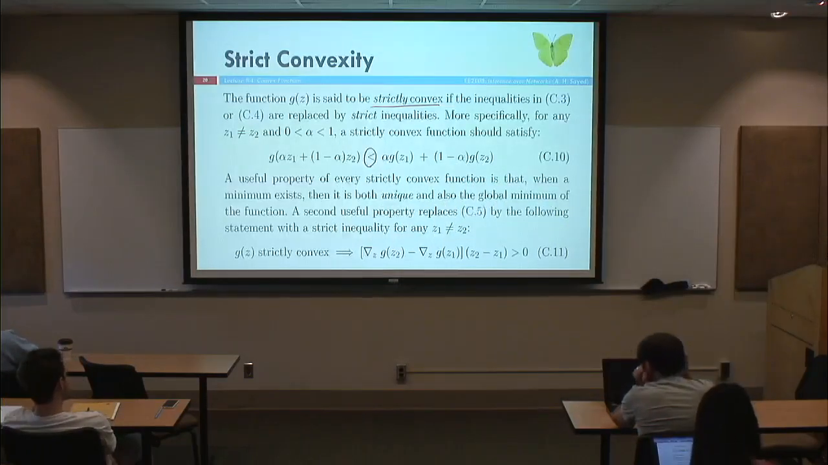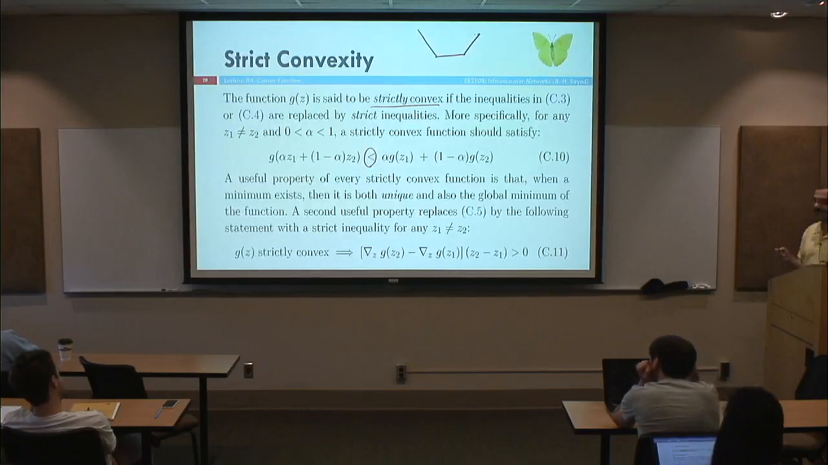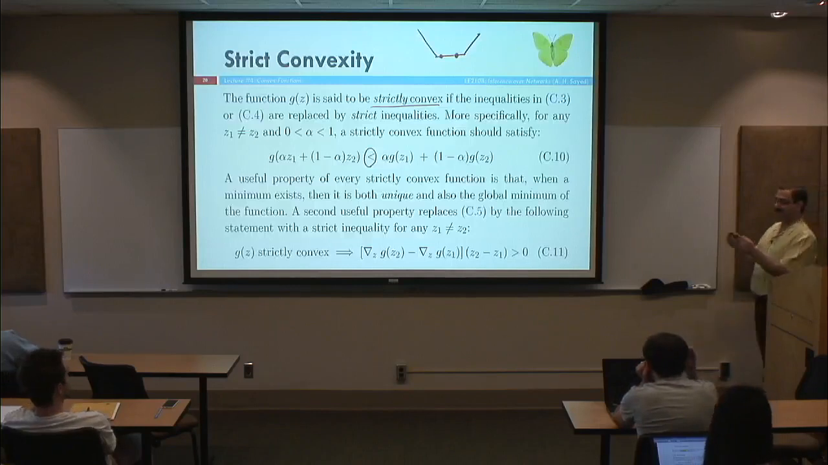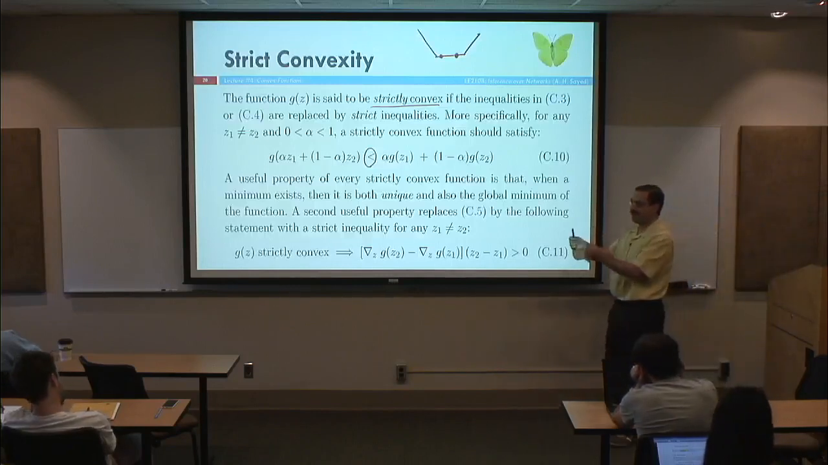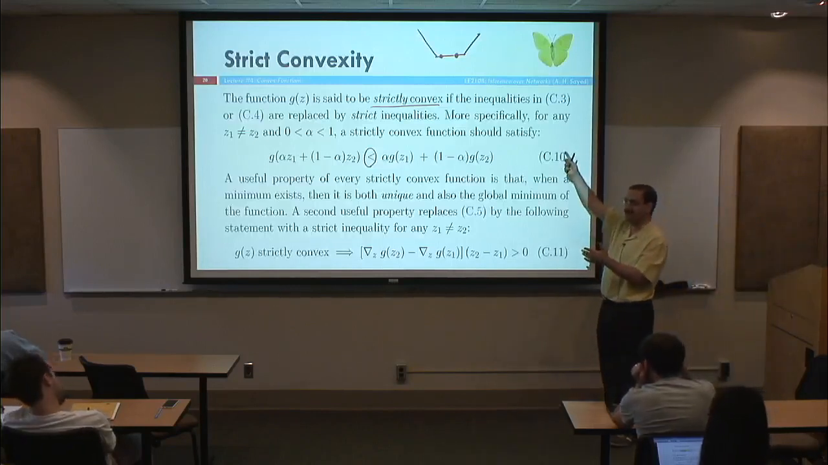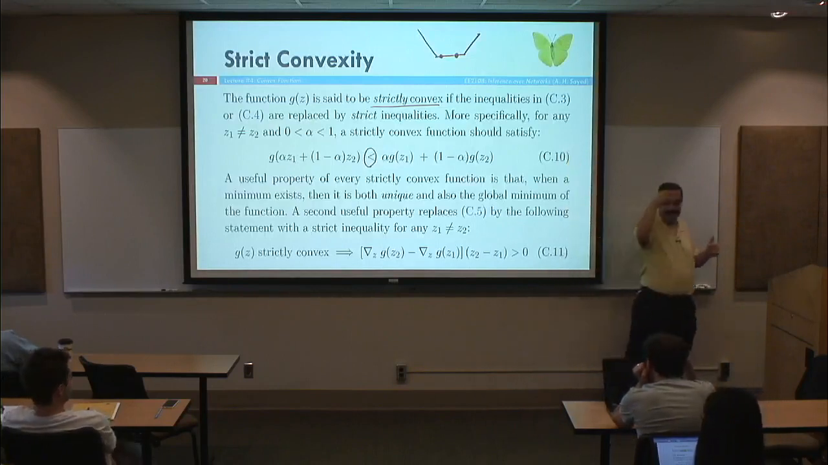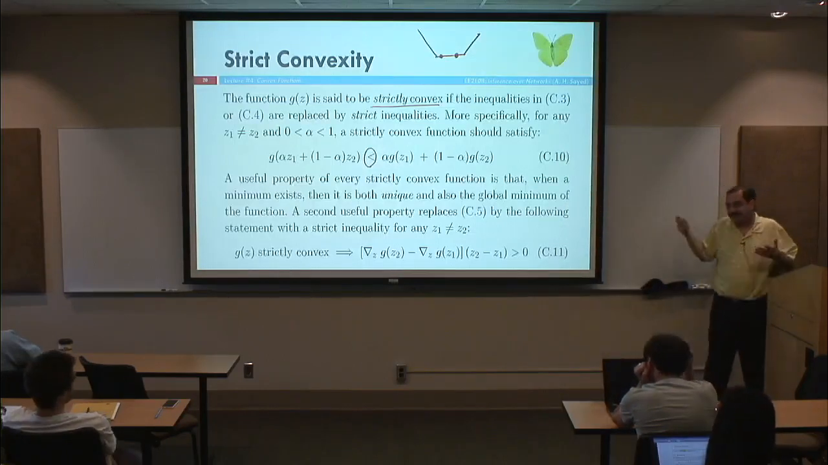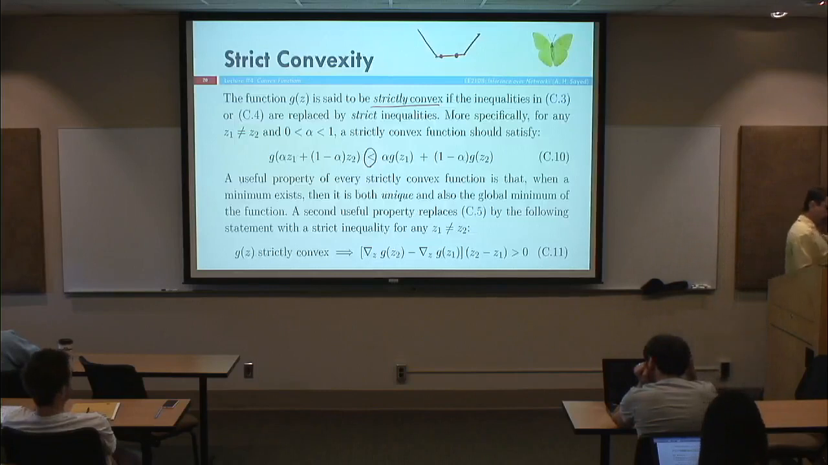So for example, is a function like this strictly convex? If I pick, for example, this point and this point, the segment connecting the values of the function will be exactly that segment. And so this is not strictly convex, it is convex, but not strictly convex. So that's the definition of strict convexity.